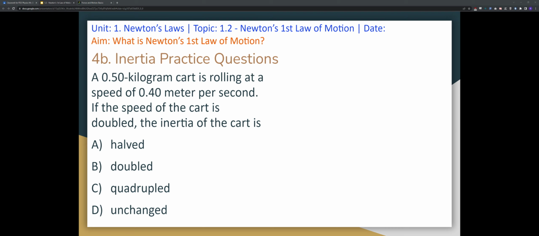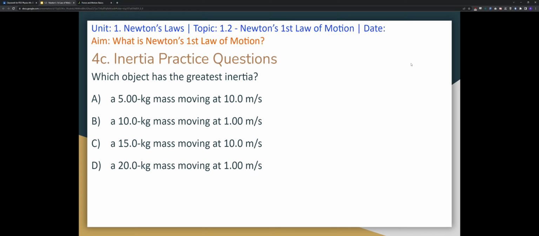A 0.5 kilogram cart is rolling at a speed of 0.4 meters per second. If the speed of the cart is doubled, the inertia of the cart is what? Again, velocity has no effect on inertia, only mass does, so your inertia here is unchanged. This question is asking you which object has the greatest inertia. Again, mass is proportional to inertia, so D at 20 kg mass has the most mass, thus the most inertia.